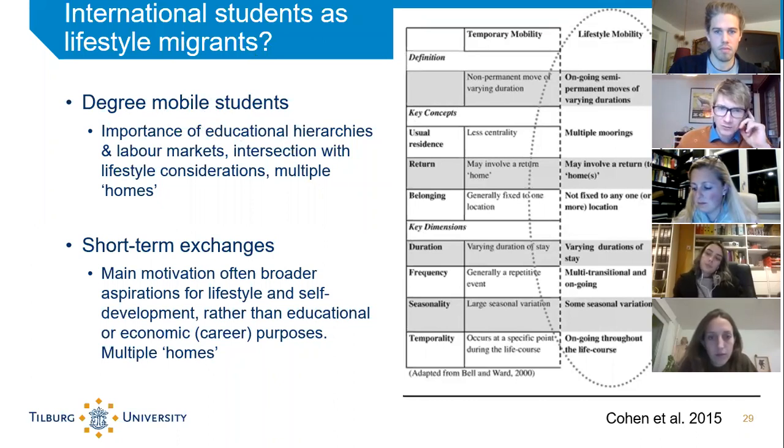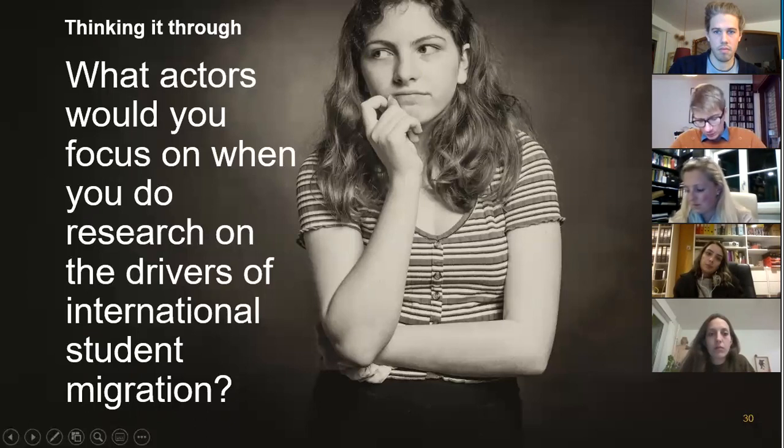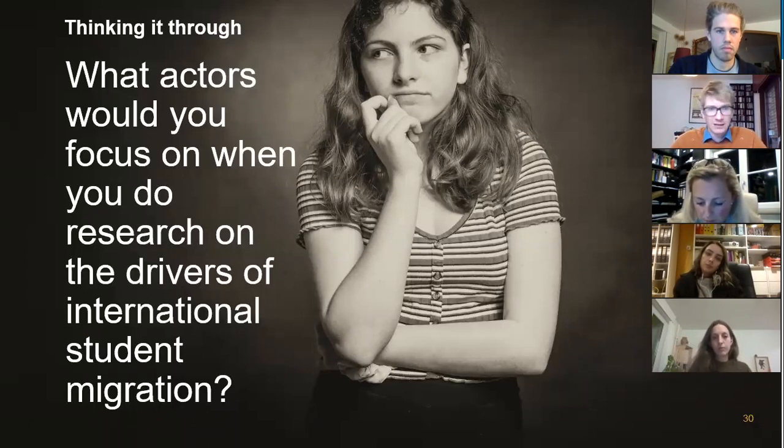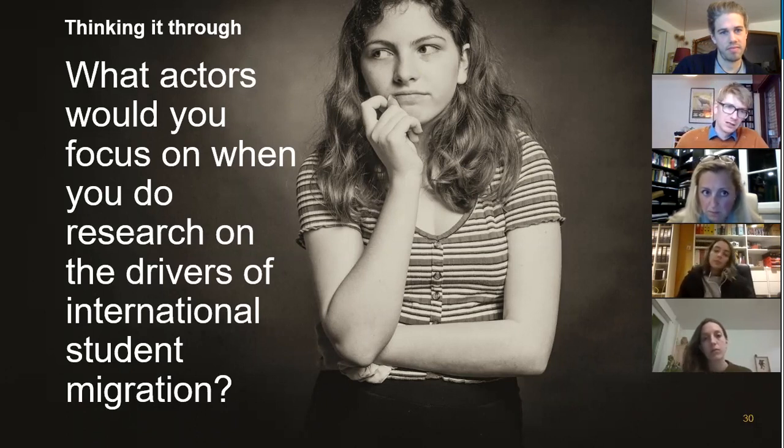But now we move to the reasons why students move, and I would like to ask you if you would set up a research project on the drivers of international student migration, knowing already a little bit based on the previous hour something about international student migration, also having read the two papers. What actors would you focus on when you do it? What would you include?